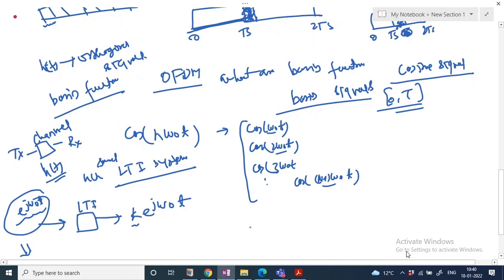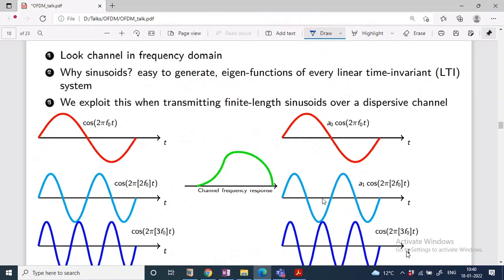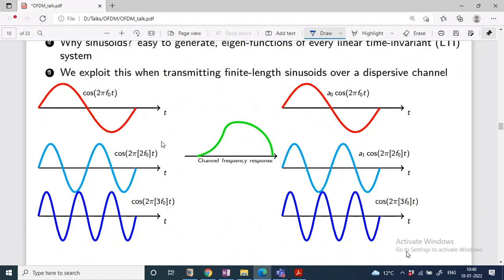What is the beauty of these cosine signals? Just go to this slide. Say you have a frequency selective channel. This is the first waveform, cos 2 pi f naught, with fundamental frequency f naught, then the second harmonic and third harmonic. Each is independently modulated, maybe by A1, A2 and A3. When the transmitted signal goes through the channel, the output appears the same, just a scaled version.